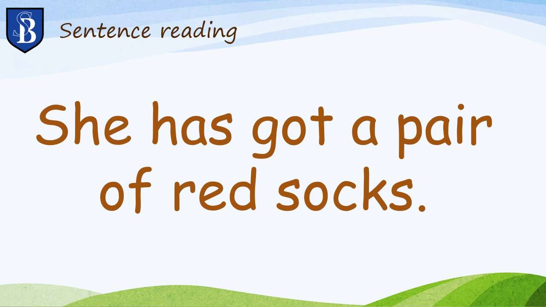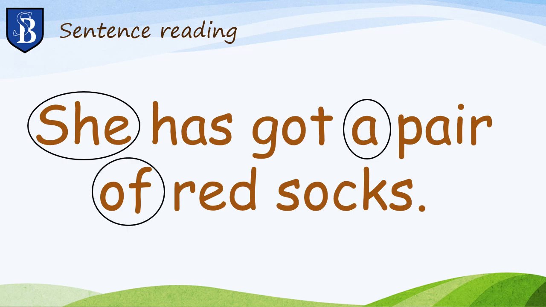How about this sentence? Does it have any of our sight words here? Well done if you identified the words she, a, and of. How about the trigraph air? Where's that hiding? Well done if you were able to find it here. So now we know that this sentence has she, a, and of, and we know the trigraph air. Let's see if we can segment and blend the rest of the words before we read the sentence together.